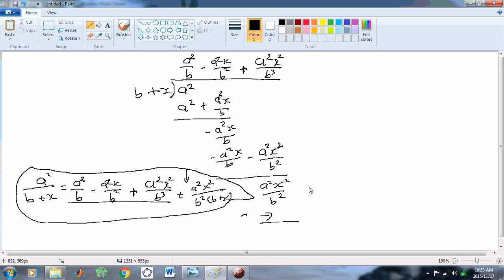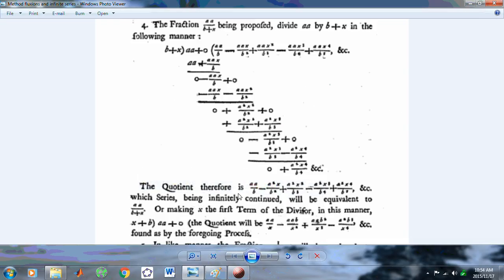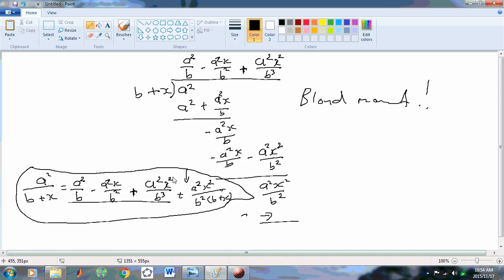Now Newton has a Blond moment. And watch what he says. He says over here, the quotient therefore is this, which series being infinitely continued, well, there's no such thing as infinitely continued, that's just garbage, will be equivalent to a squared over b plus x. Did you get that? Will be equivalent to a squared over b plus x. That is false, okay? That is wrong. That is not true. It's never equivalent, right?